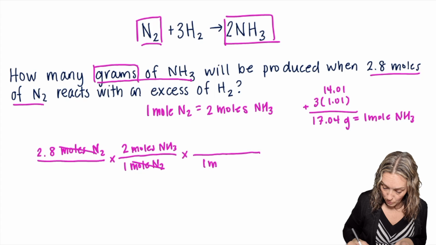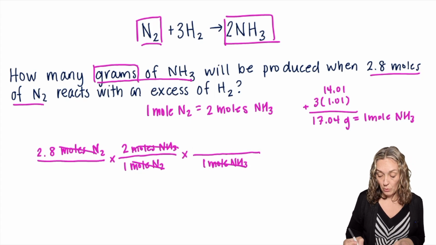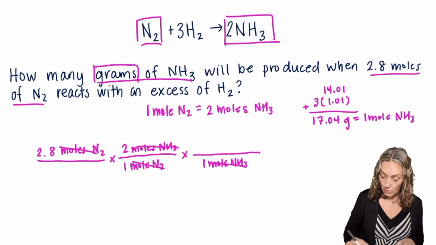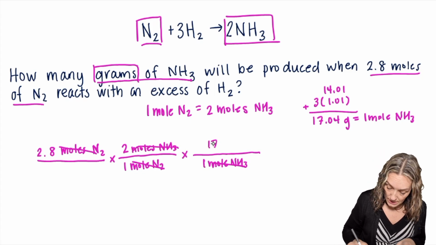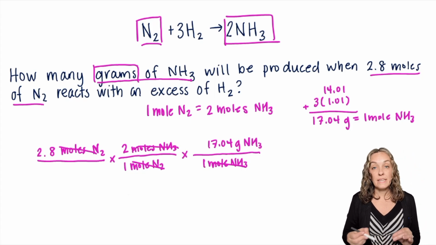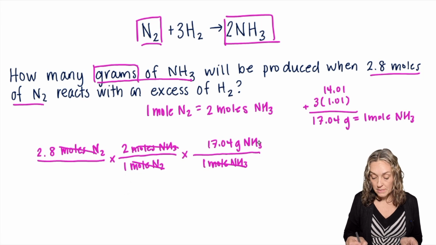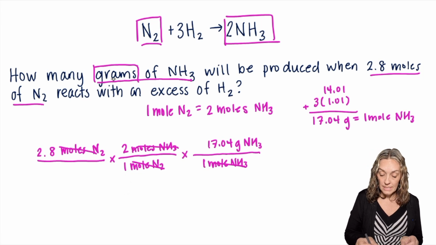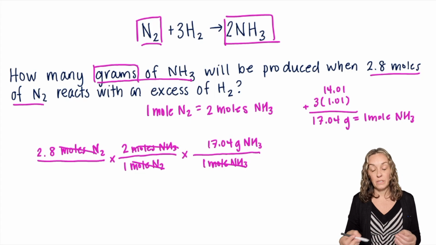I'm going to choose to put 1 mole of NH3 on the bottom so that my units of moles of NH3 cancel out. 1 mole of NH3 is exactly equivalent to 17.04 grams of NH3. Now the only unit that has not canceled out is grams of NH3. And that is exactly what the problem asked me for, so I know I'm done.